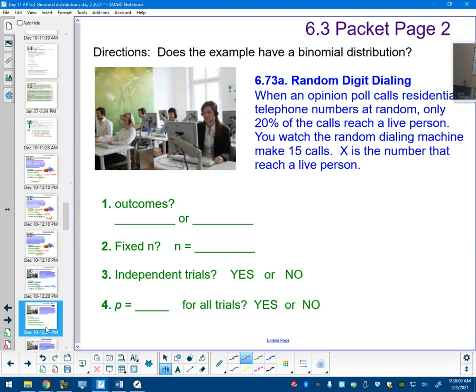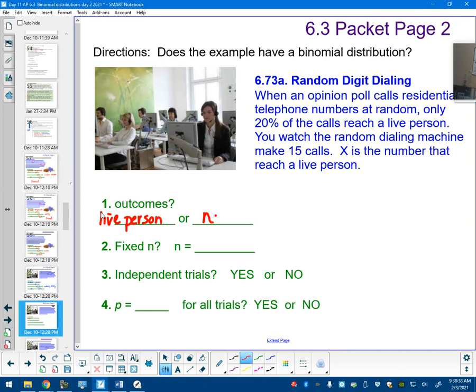When an opinion poll calls residential telephone numbers at random, only 20% of the calls reach a live person instead of a person's voice on the answering machine. You watch the random dialing machine make 15 calls. X is the number that reach a live person. Alexa, is this 2 outcomes? Yes. Yep, and what are those outcomes? Reach a live person or not.